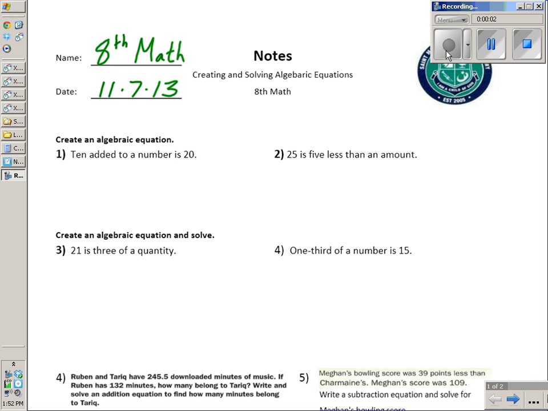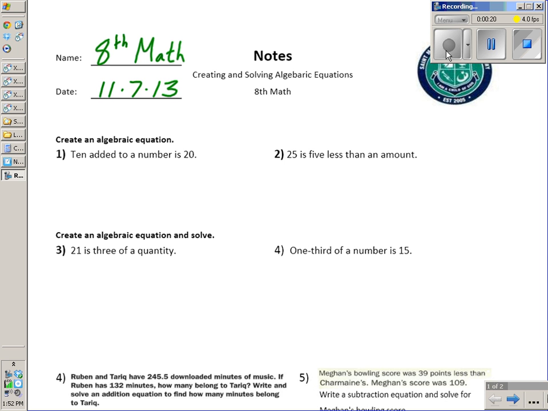All right, eighth grade, almost nearing the end of the week here. Gonna do some quick notes on Thursday afternoon. Today's notes are gonna be dealing with creating and solving algebraic equations. We did this last year, so hopefully it'll be review.